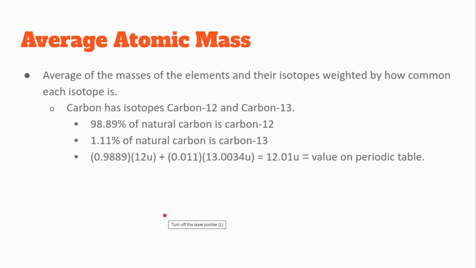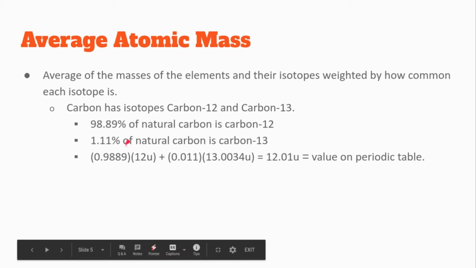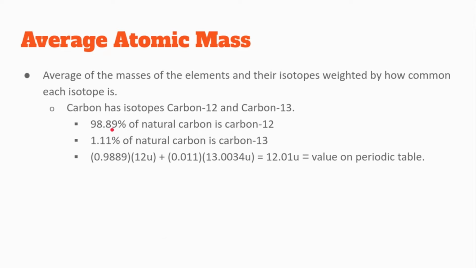So carbon has two isotopes, carbon-12 and carbon-13. And most of carbon is carbon-12. Most of the carbon we find in nature, 98.89% of carbon is carbon-12. The rest, 1.11%, is carbon-13, so not very much. What this means is that when we find the average atomic mass, it's going to be closer to 12 than it is to 13, because most of carbon is carbon-12.